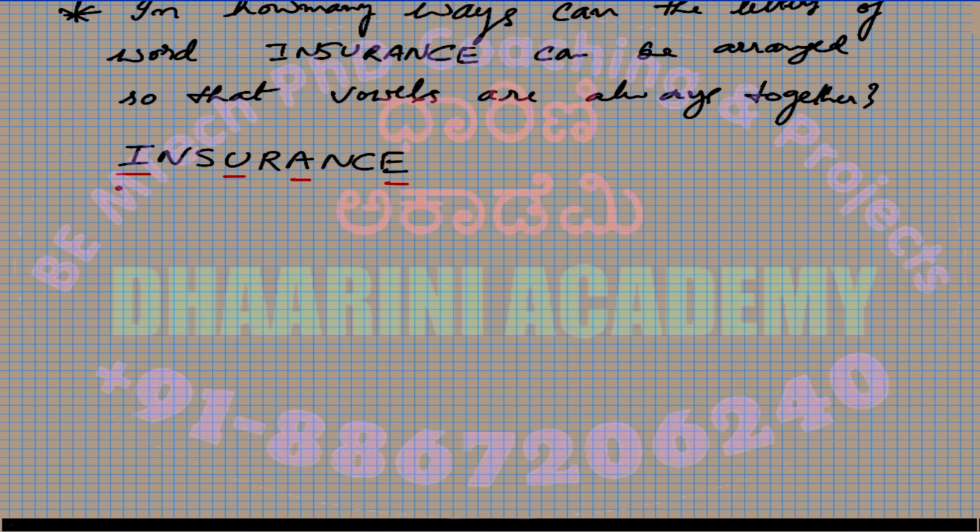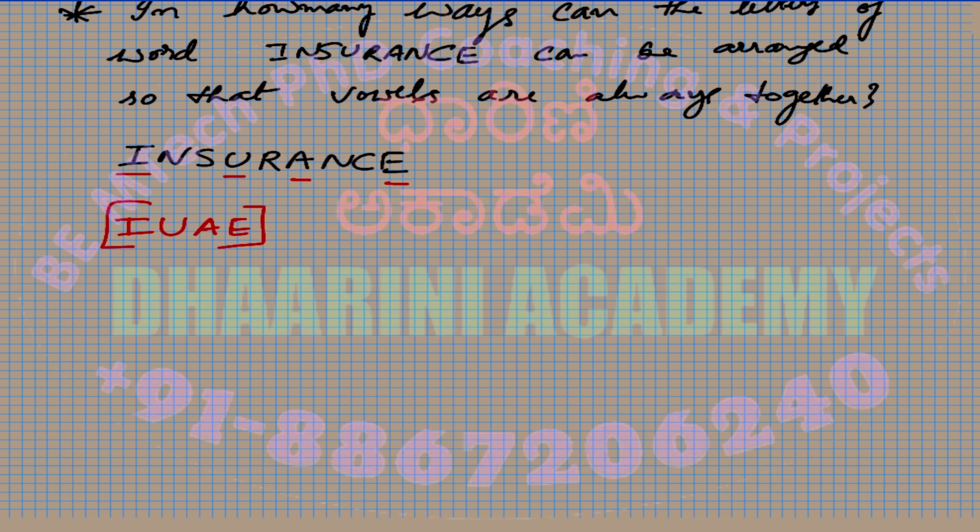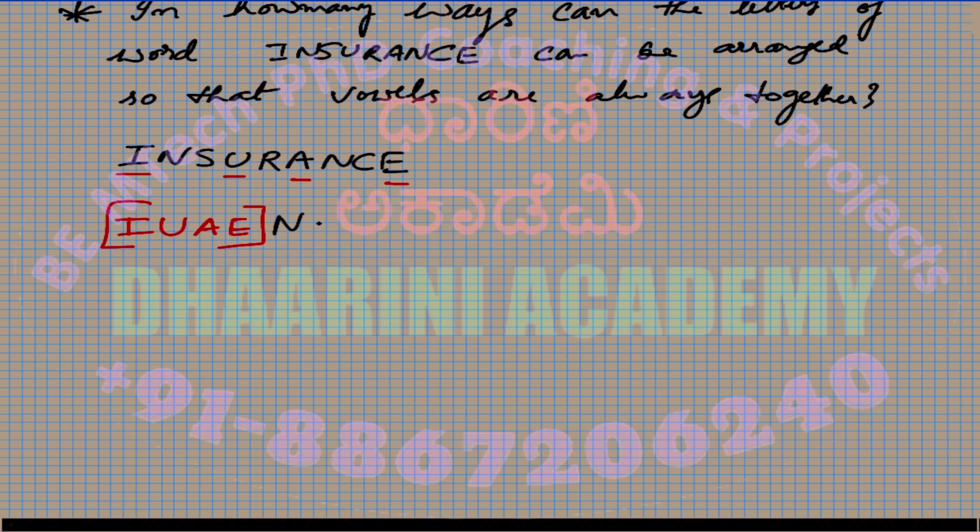Let me make sure that all of them are together. So I'll write them together: I, U, A, E. This has to be together always. And the remaining letters, let me write. Remaining letters are N, S, R, N, C.